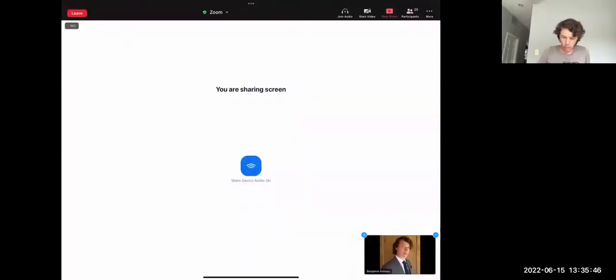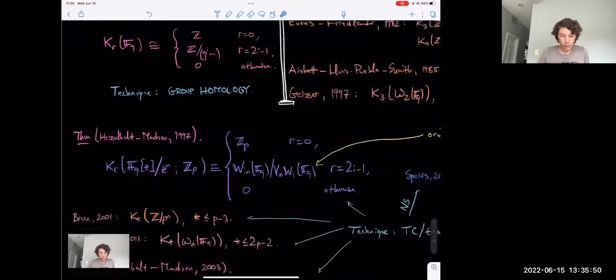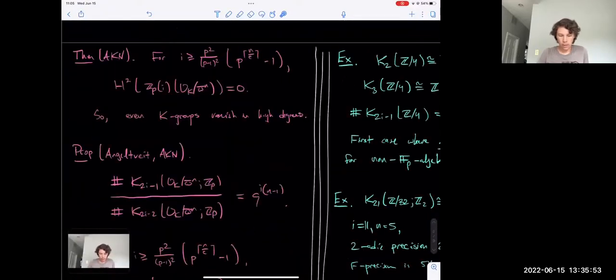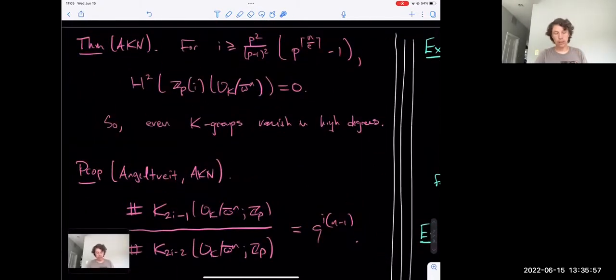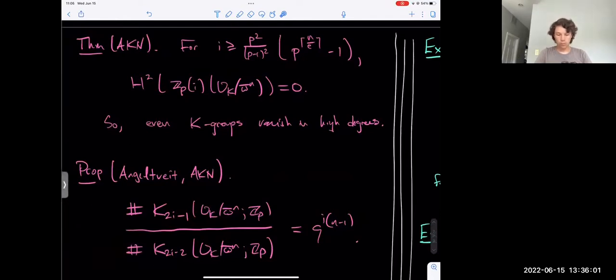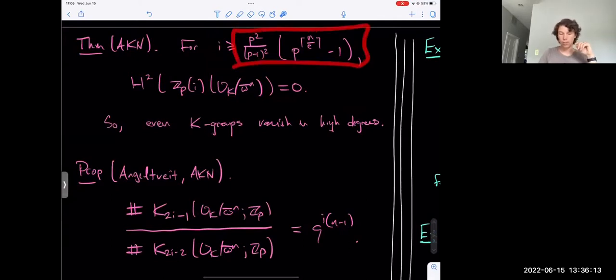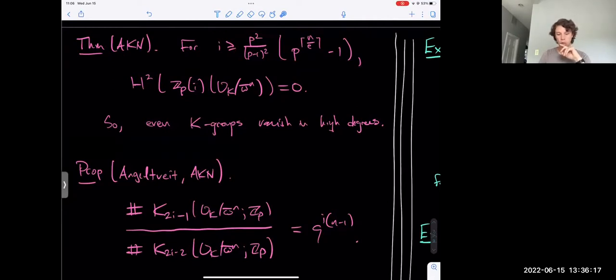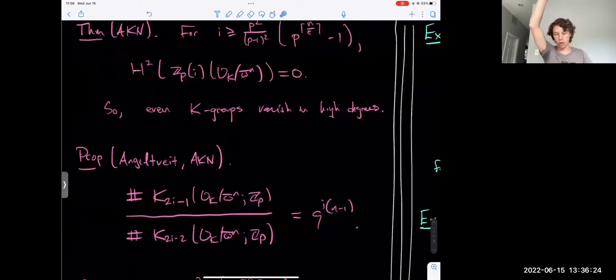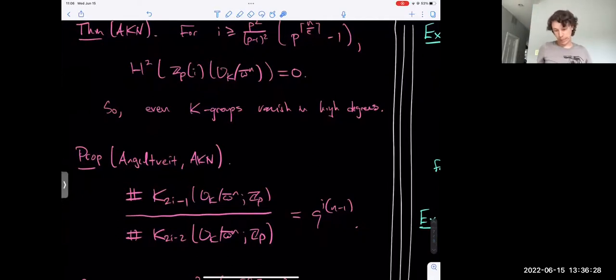Right, what do I need to do? Okay, so the next theorem is that this is a general pattern. For any O_K mod pi to the n, there's some weight above which the even groups vanish. This is a bound, possibly not the best bound, but a bound that we were able to show works. So for a fixed O_K mod pi to the n, if you go high enough, the even K groups all vanish. That's what this says. This was not at all expected, but it has some striking consequences.